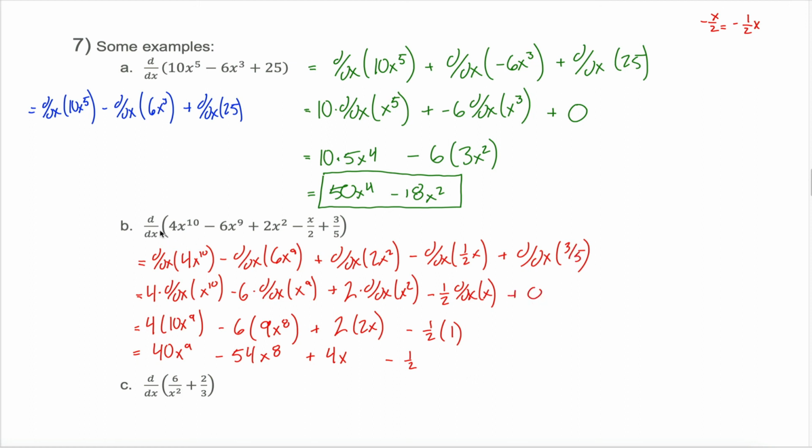So my final answer for the derivative of 4x to the 10th minus 6x to the 9th plus 2x squared minus x over 2 plus 3/5 is just 40x to the 9th minus 54x to the 8th plus 4x minus 1/2. Two comments. I bet you can go straight from here all the way to here.